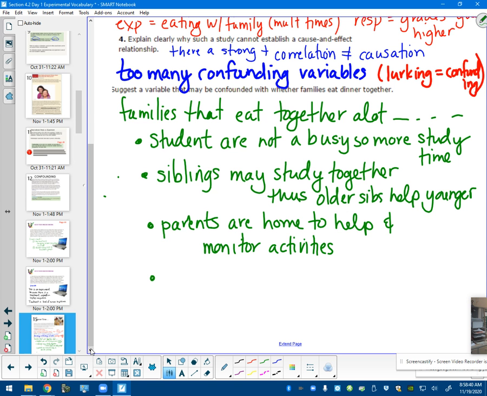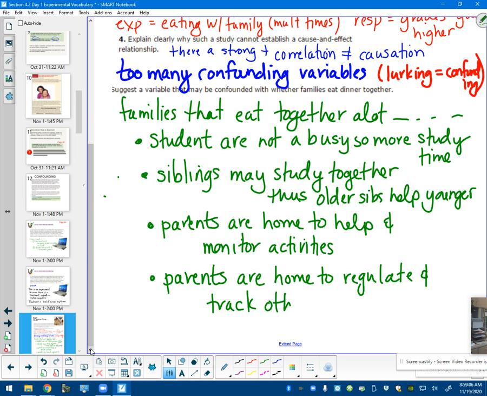They're probably doing something else often. Going on to Infinite Campus and checking your grades out. All right, stuff like that. Parents are home to regulate and track other activities.